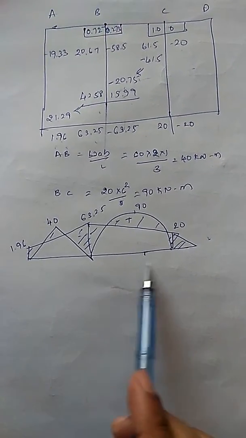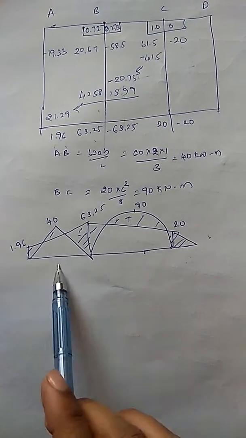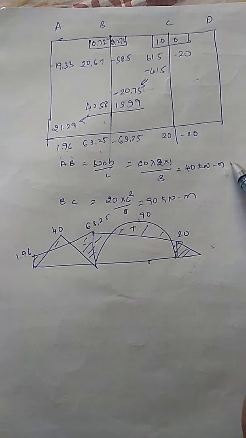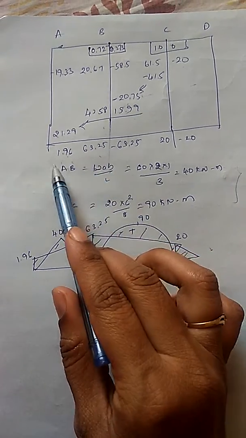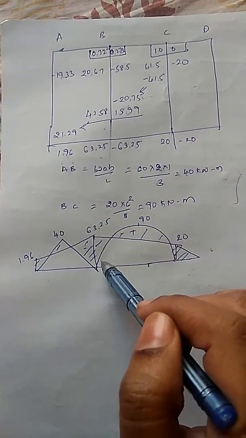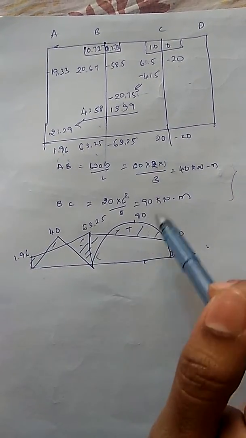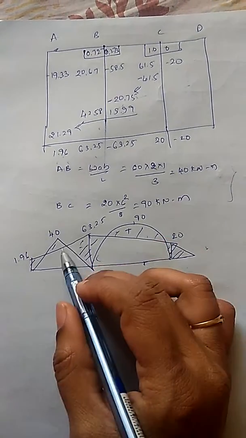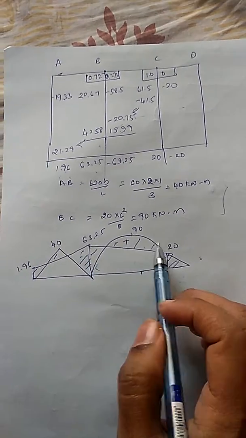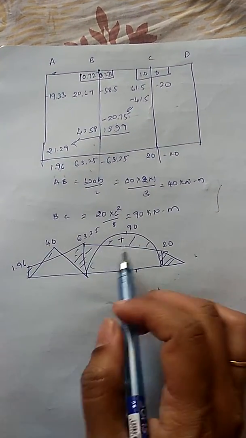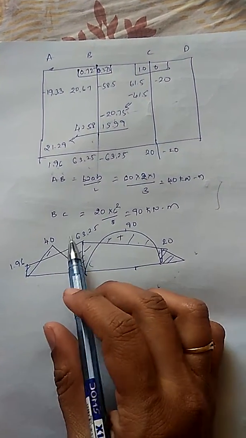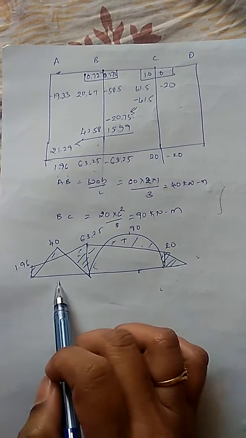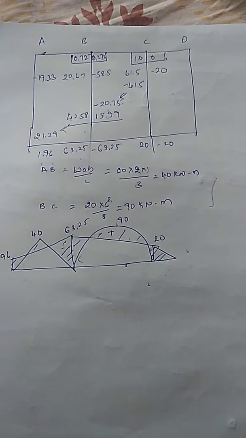This is the bending moment diagram I plotted using these values, 1.96 and 63.25, and 90 and 90 here, and 20 here. Using the positive values and negative values, I plotted the bending moment diagram of the continuous beam. So thanks for watching.